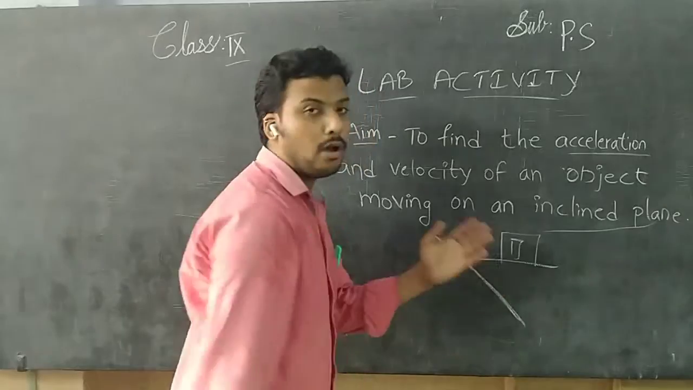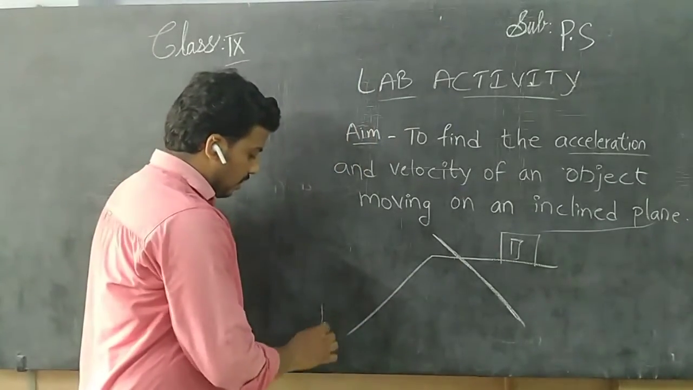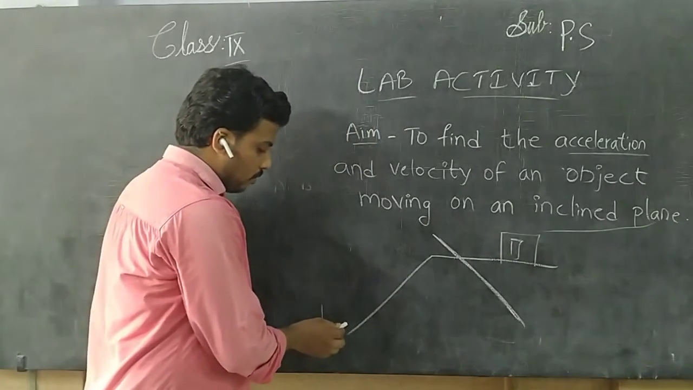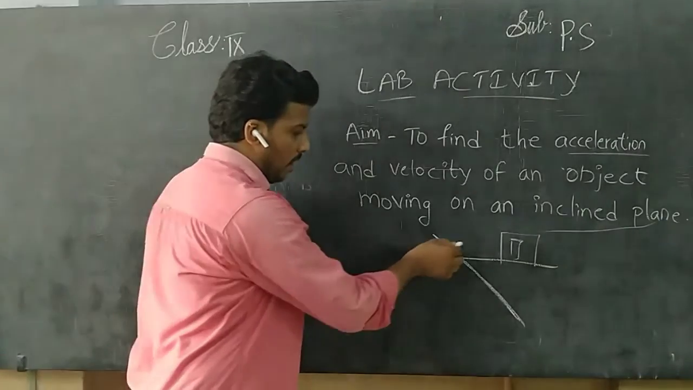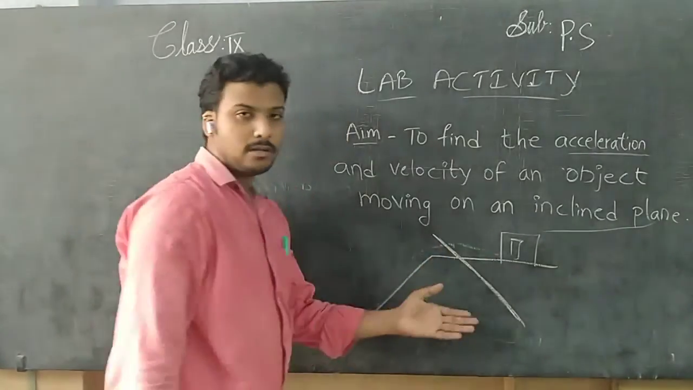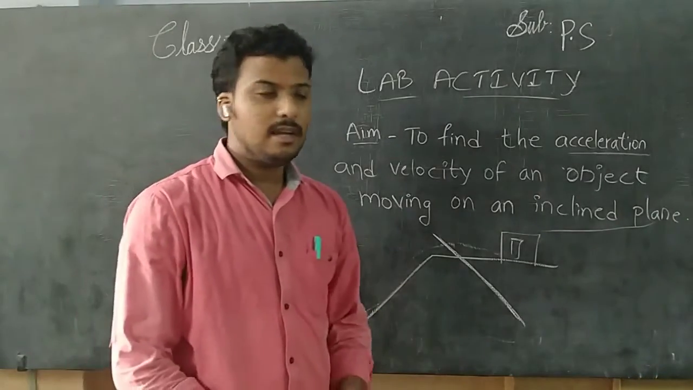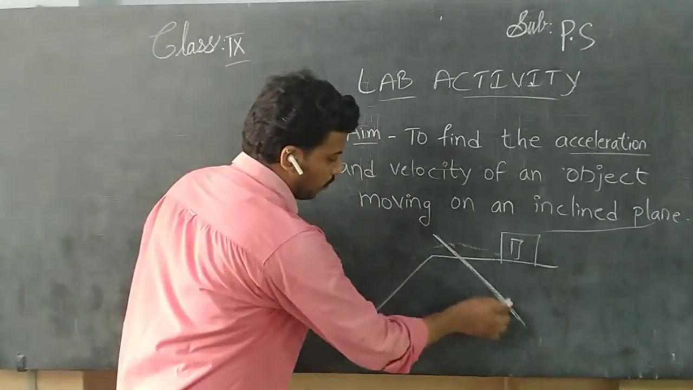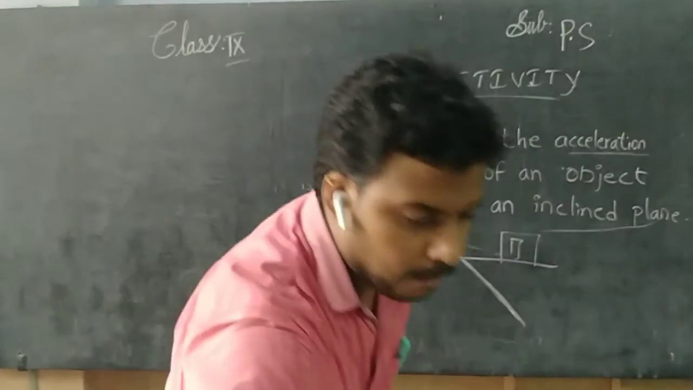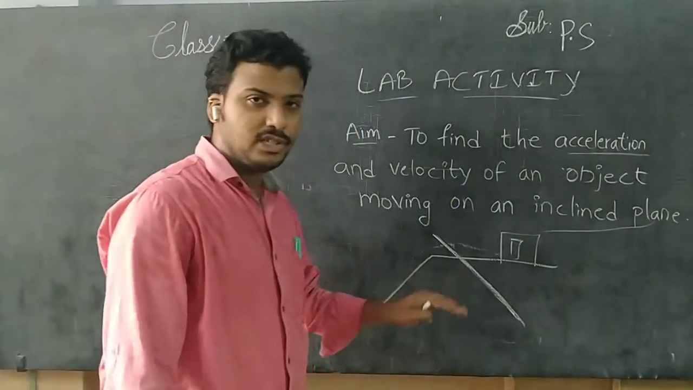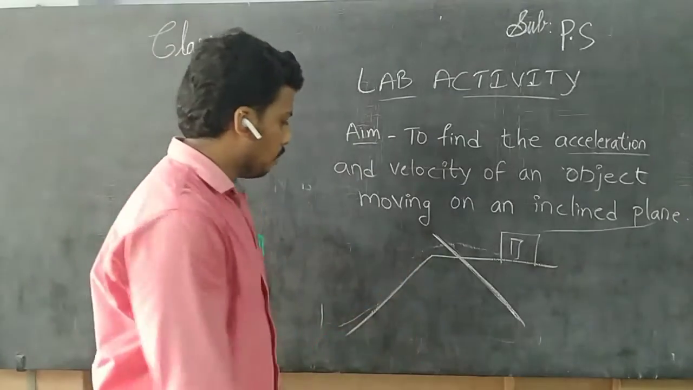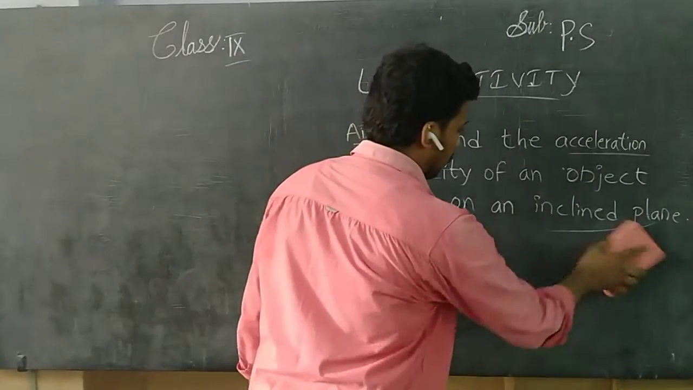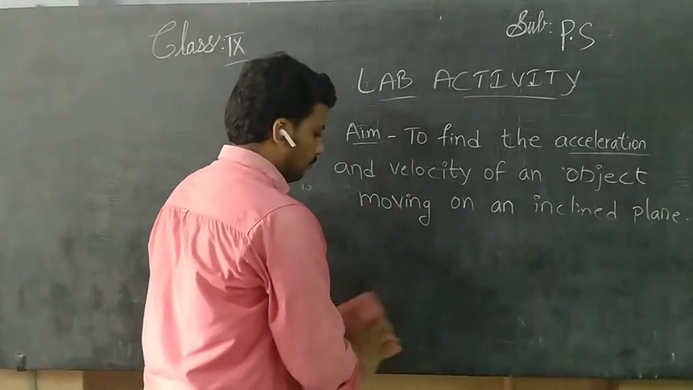Okay children, this was your house. Consider, here is your bike. So it has to move onto the inclined plane and near the house you will park the bike. Understand children? An inclined plane is nothing but a slope, a plane which is raised from the ground. Right now, this was the aim.